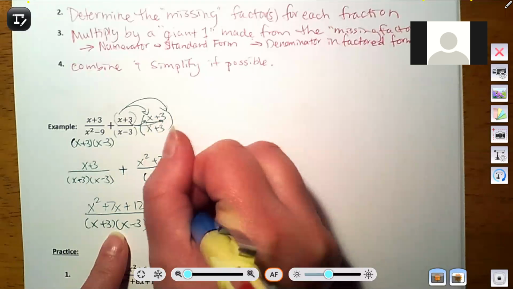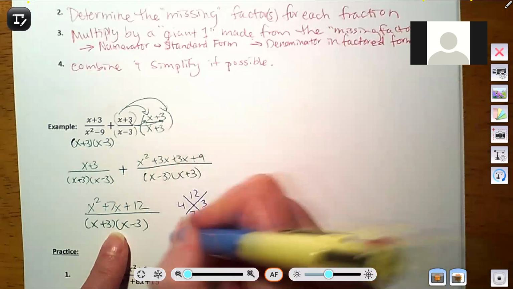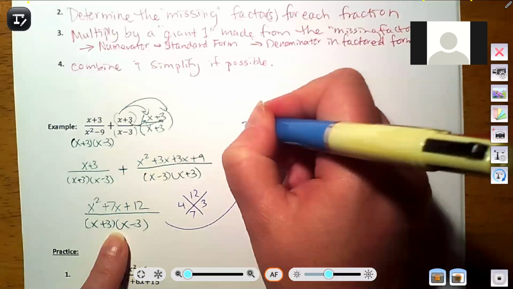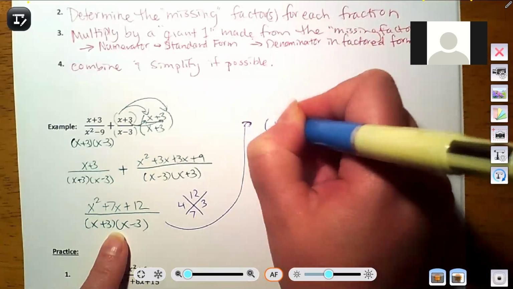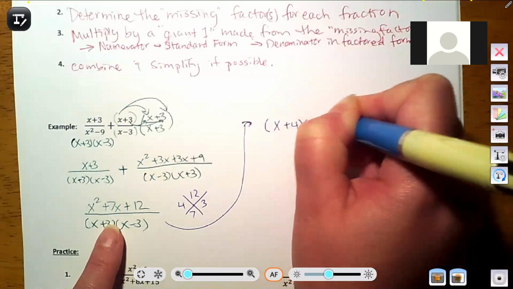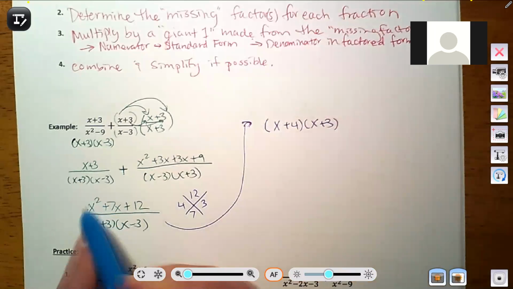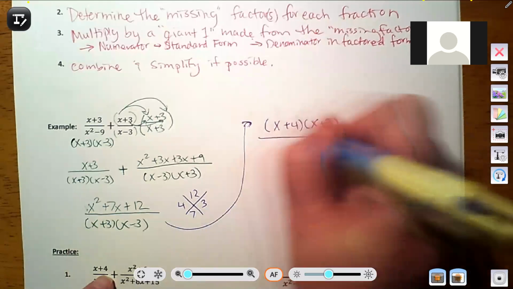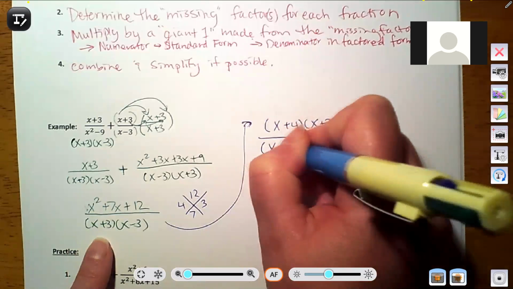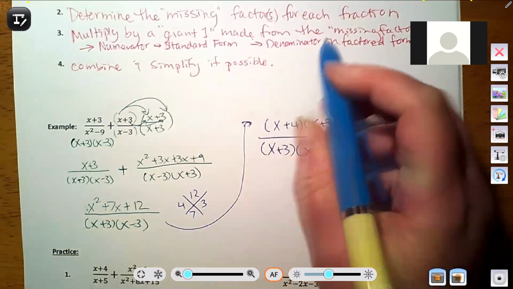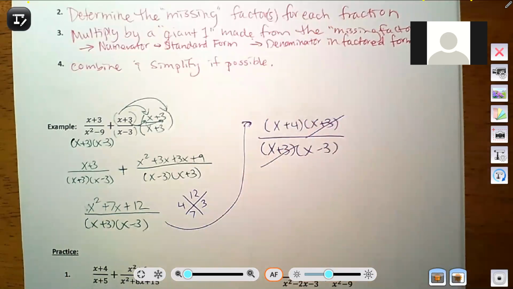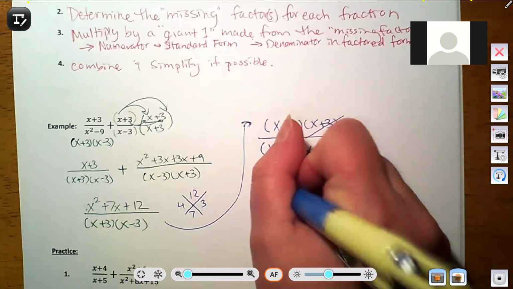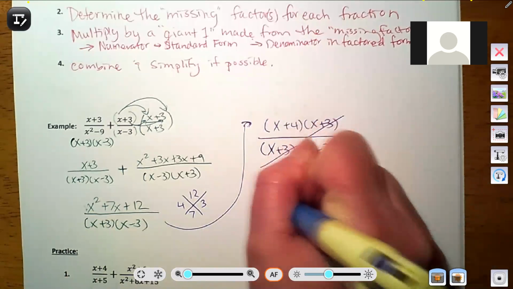Factor. So this is x plus 4 times x plus 3. Again, the a is 1, so I can just use those. I don't need to do grouping. You can if you want, but it'd be a wasted step. Cancel out the common factors, just like we did in 6.1, so your answer is x plus 4 over x minus 3.